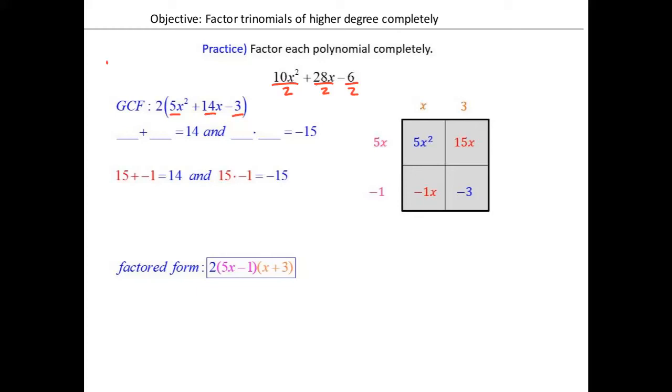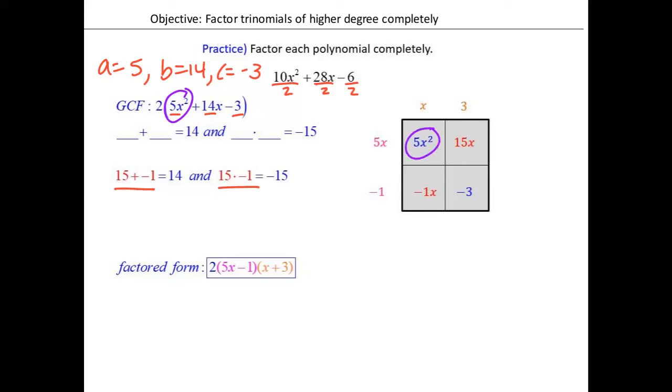So then our A here was 5. B was 14. And then C is a negative 3. So your two numbers had to add up to 14 and multiply to negative 15. So those two values should have been 15 and a negative 1. So when you set up your boxes, your 5x squared goes in the first box here.